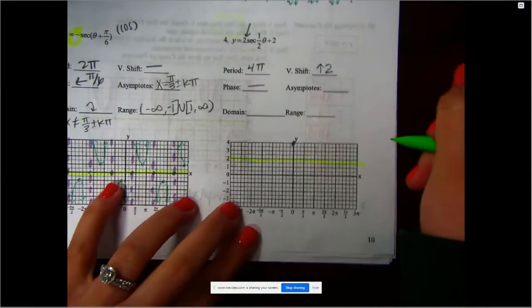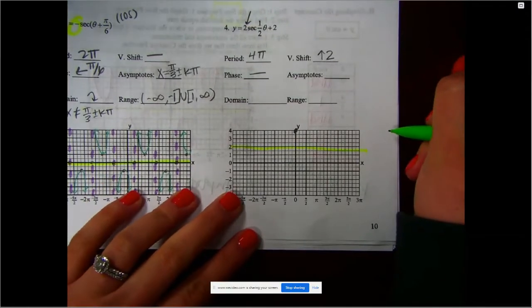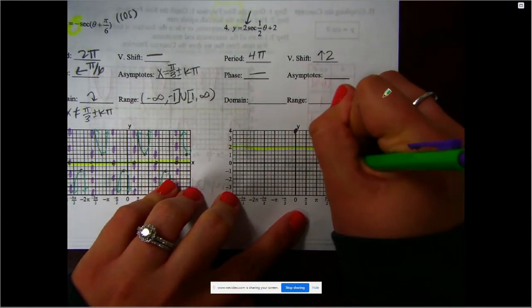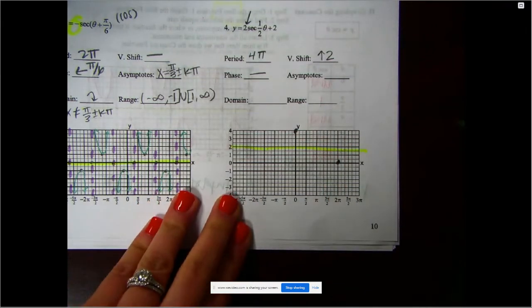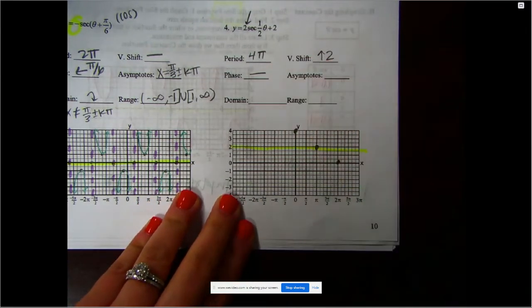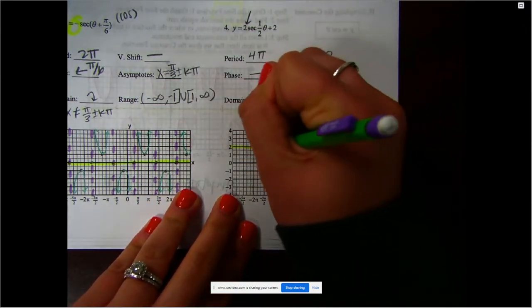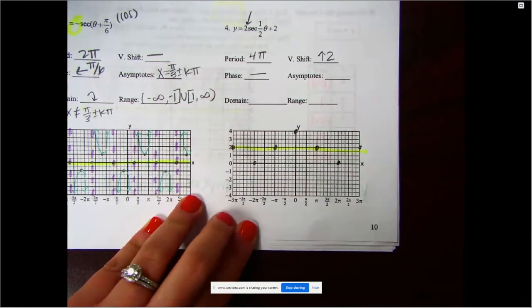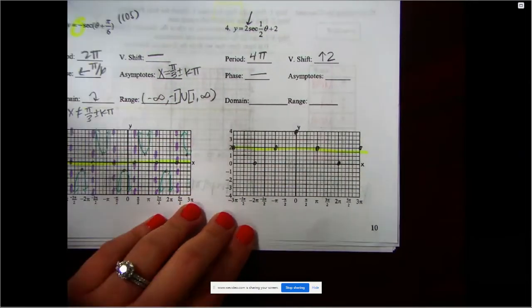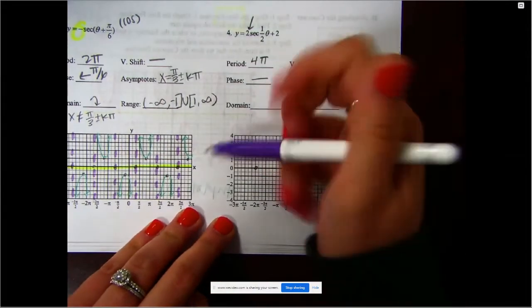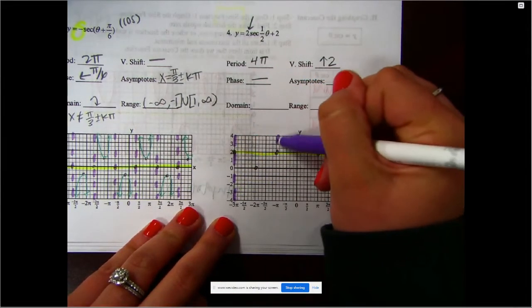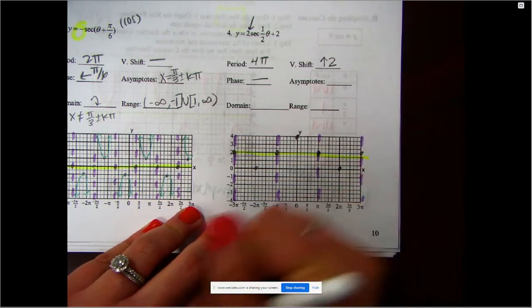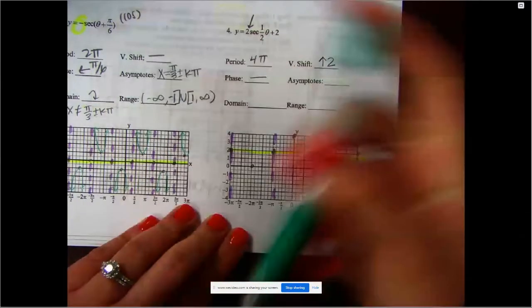4 pi is somewhere off the graph, so I'm not going to graph that. But I know the middle of 0 and 4 pi is 2 pi. So at 2 pi, I'm going to go down the amplitude. And then between those, we hit the sinusoidal. So let's copy that pattern across the whole graph. Yay! On the sinusoidals, we got our asymptotes. And then graph the parabolas.